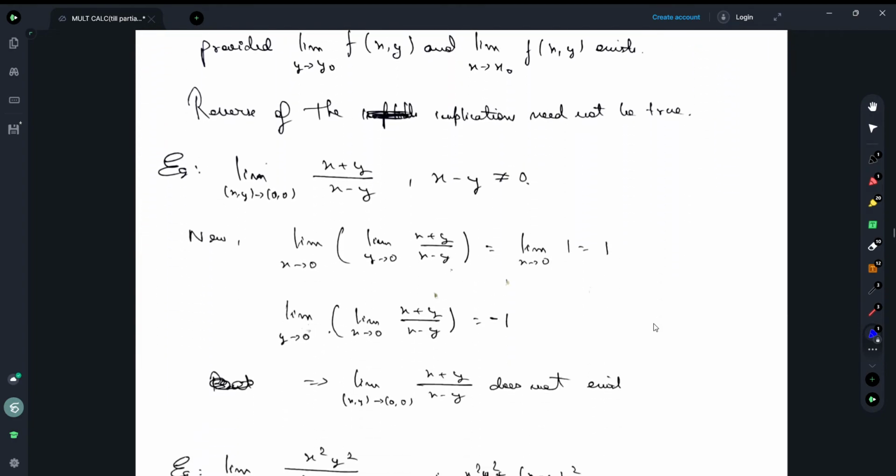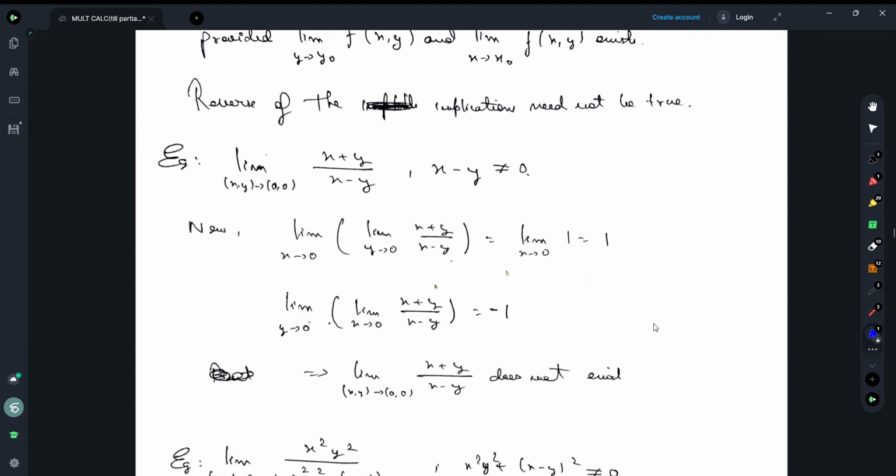Let's see. So here we have taken a double limit, (x,y) tends to the origin, (x plus y) over (x minus y), and x minus y is given not equal to 0. So its iterated limit seems something like this: y tends to 0 and then x tends to 0 of this function.